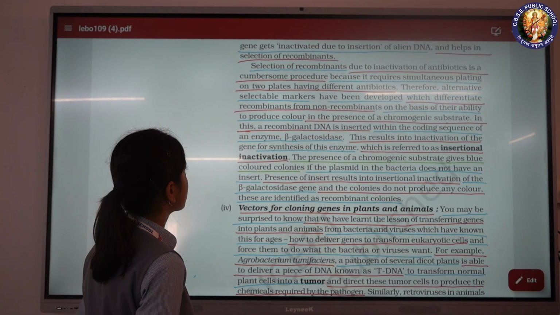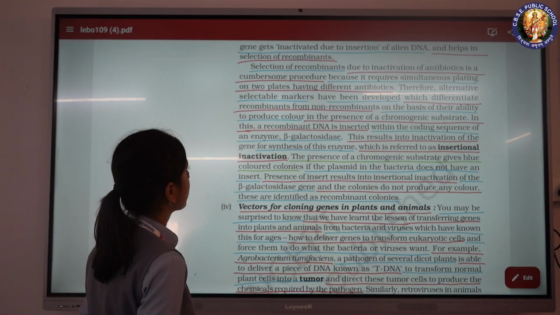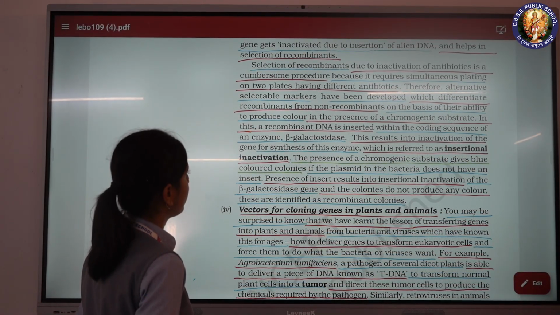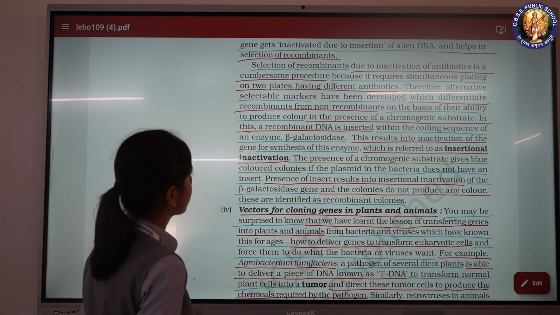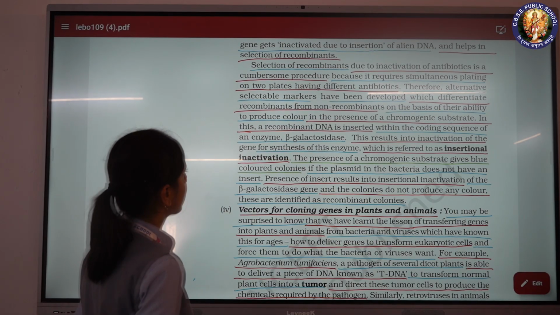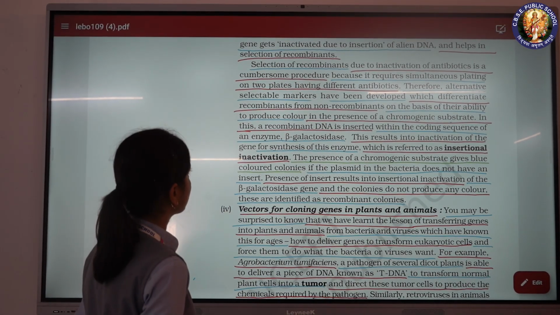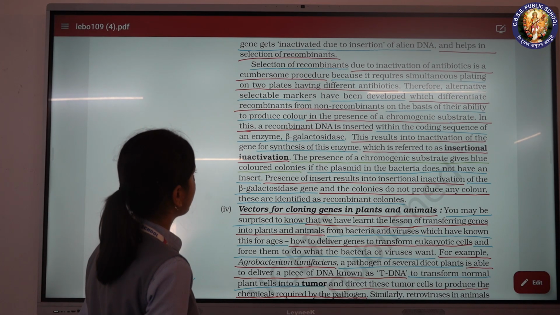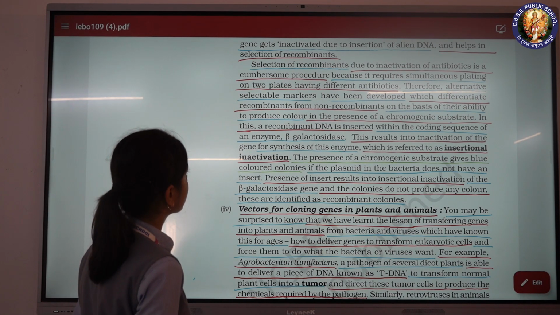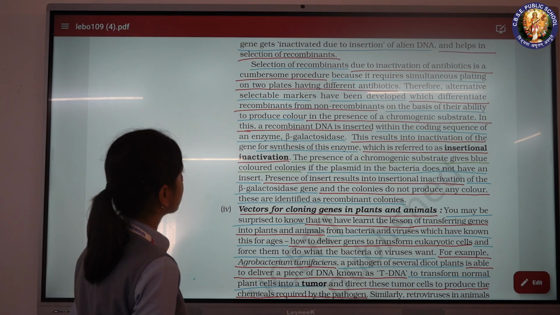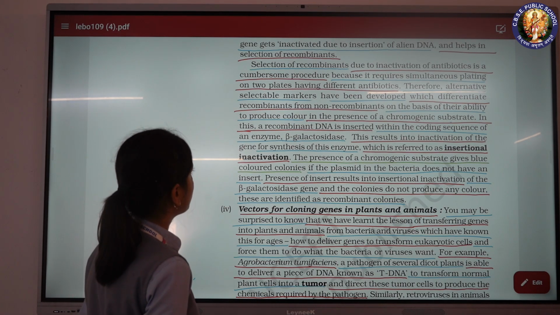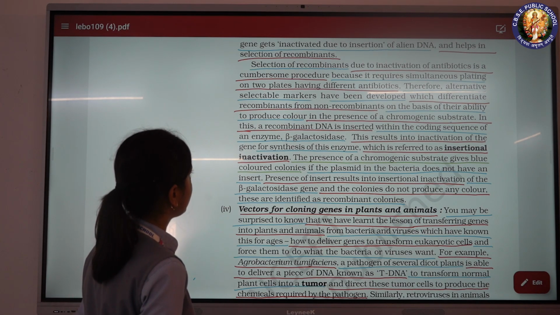Selection of recombinants due to inactivation of antibiotics is a cumbersome procedure because it requires simultaneous plating on two plates having different antibiotics.